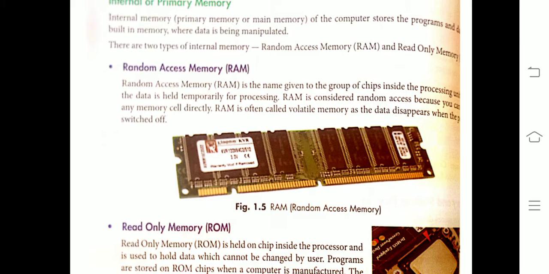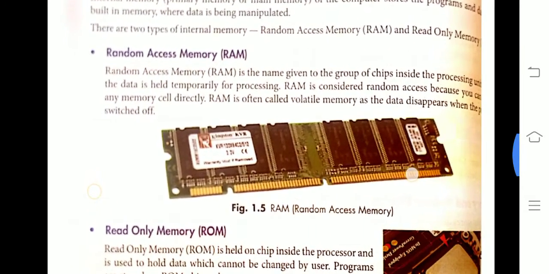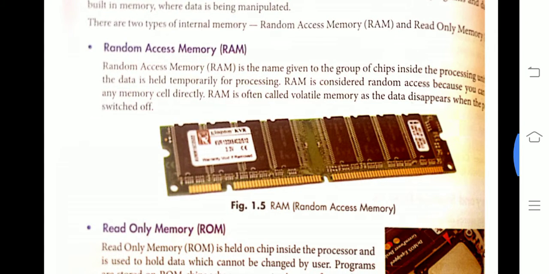Random access memory is the name given to the group of chips inside the processing unit. The data is held temporarily for processing. RAM is considered random access because you can select any memory cell directly. RAM is often called volatile memory as the data disappears when the power is switched off.